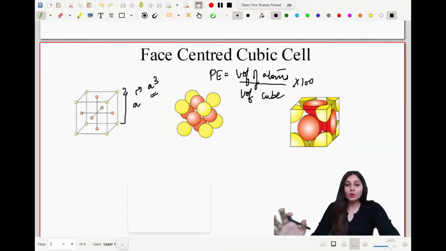So whatever is the volume of one atom, we'll just multiply that by 4 and we'll have the numerator, right? Now again the same thing, we have to establish a relationship between a and r so that we can find out the answer to what our packing efficiency is.